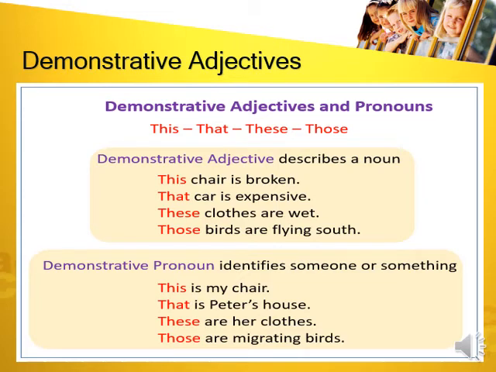Here is something very specific about demonstrative adjectives and demonstrative pronouns. We're going to have just a quick look at this only for you while you're composing sentences. Don't make this mistake. Today's lesson is demonstrative adjectives. An adjective must be followed by a noun. This chair, chair is the noun. That car, car is the noun. These clothes, clothes is the noun. Those birds, birds is the noun.